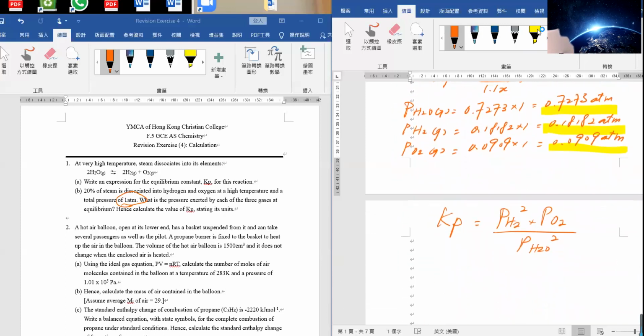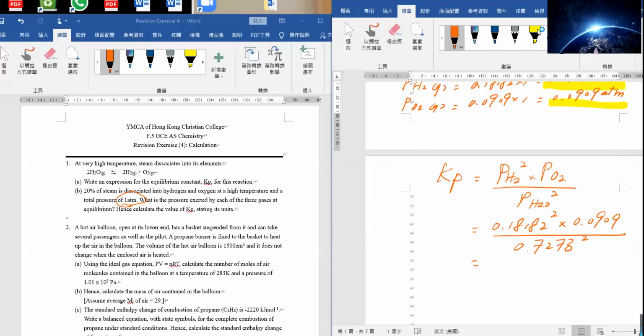Then we start substituting the numbers. Hydrogen is 0.18182 times oxygen 0.0909 over water 0.7273. Okay. So it would be 5.683 times 10 to the power negative 3. So when you look at the unit, since these two can cancel in terms of the unit, the unit will be atm. Any question?